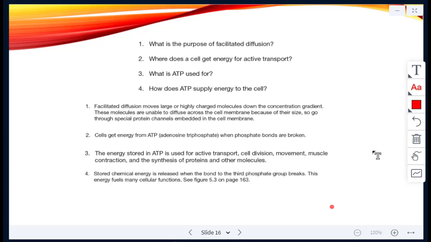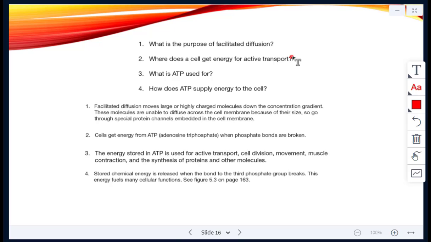Okay, let's just take a look at some typical questions. Number 1, what's the purpose of facilitated diffusion? Recall from last class, this is when molecules can move down their concentration gradient. They don't need any energy. They're just moving from high concentration to low concentration. Maybe because of their size, they're unable to go right across the cell membrane, so they usually need some sort of protein channel to go through. But it is facilitated diffusion, meaning they don't need any ATP.